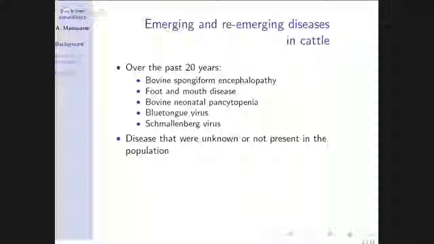Bovine spongiform encephalopathy was caused by an agent called prion, and spread very slowly over many years. Foot-and-mouth disease is caused by a virus, and it spreads like a fire, very fast in the population. Bovine neonatal pancytopenia was a disease associated with a vaccine. And the last two, Bluetongue virus and Schmallenberg virus, are vector-borne viruses, transmitted by small midges called culicoides. And for Schmallenberg virus, the virus was totally unknown before it emerged, so it had never been seen.